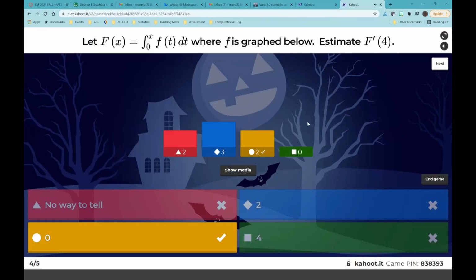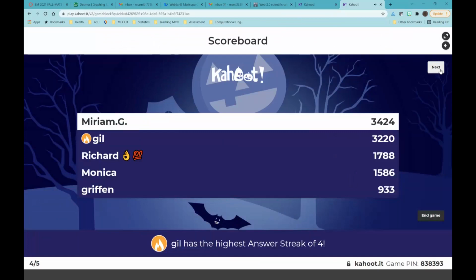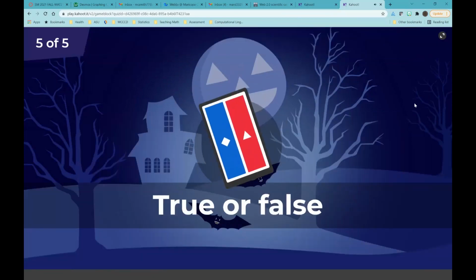All right, as you can see, what we had there was the derivative graphed, and they basically said, this is the integral of that graph. If I differentiate it again, remember, I get this function back again. So all I was asking you was what was little f of 4? And that was 0. All right, last question is a true false.